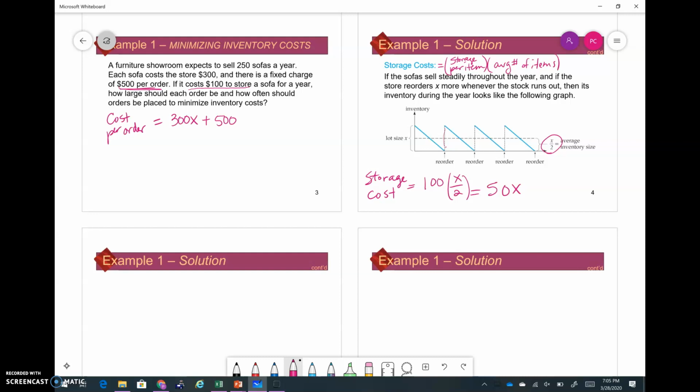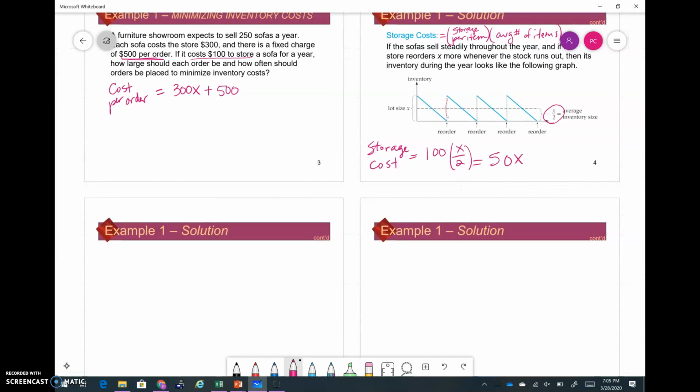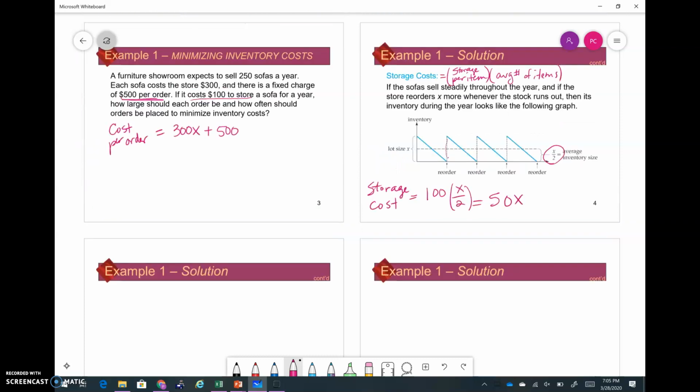So we have two things. We have the storage cost and the cost per order. Now the goal is going to be to minimize that reorder cost, or that cost function. So the reorder cost is going to be the cost per order times our number of orders.